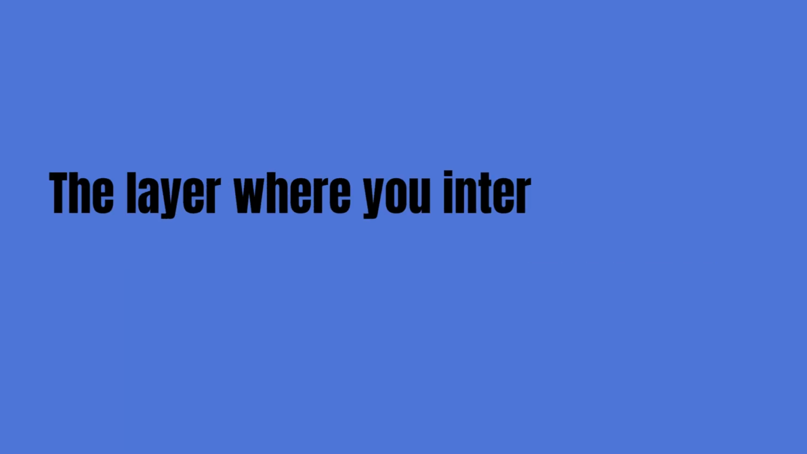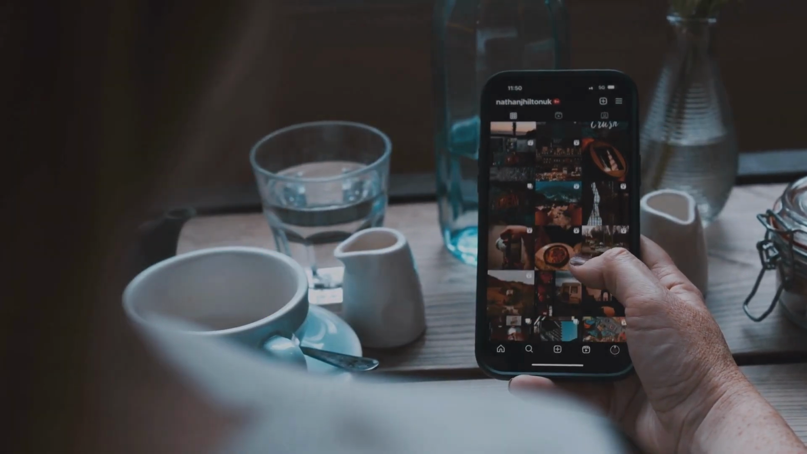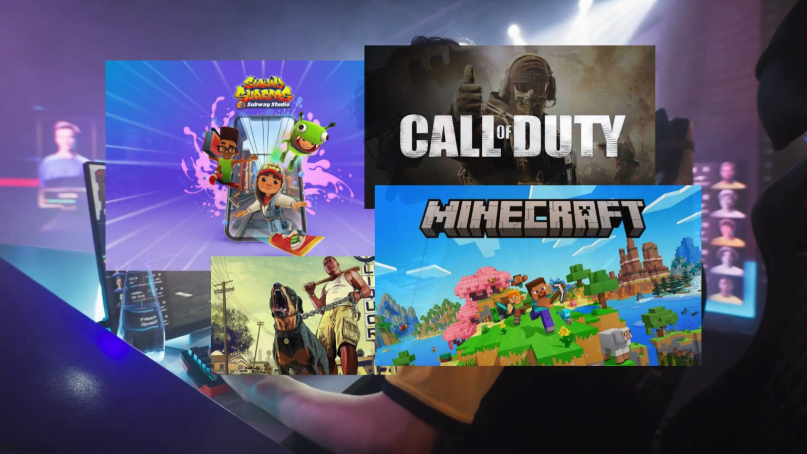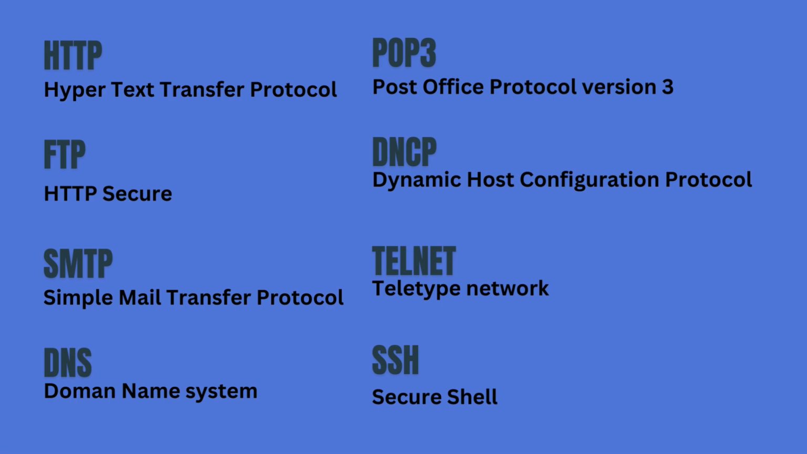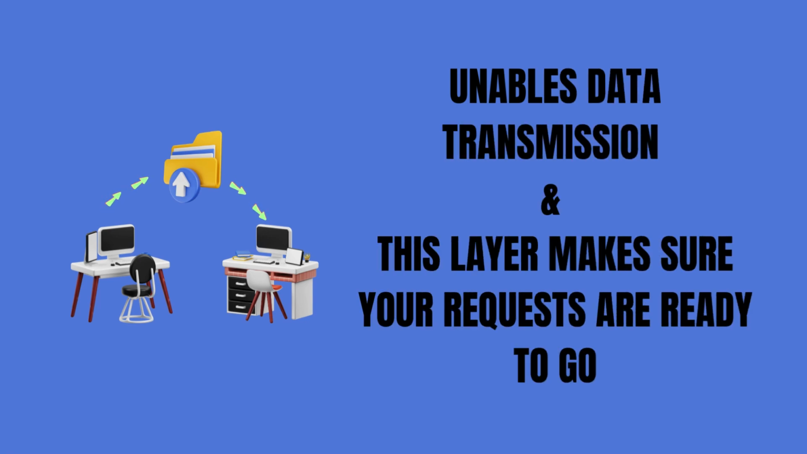Our journey begins with the application layer, the layer where you interact with the network directly. It's like the apps on your phone, your email, your web browser, even your online games. Application layer provides protocols such as HTTP, FTP, SMTP, DNS, POP3, DHCP, Telnet, and SSH, which enables data transmission, and this layer makes sure your requests are ready to go.